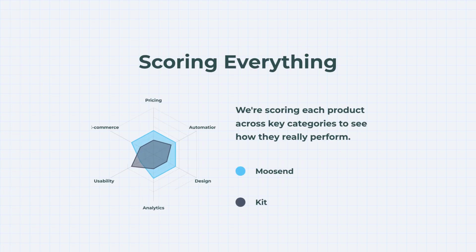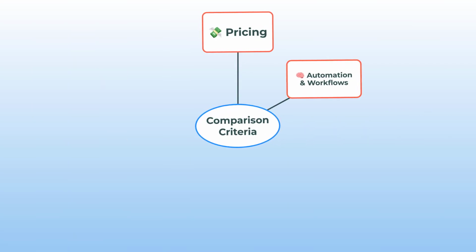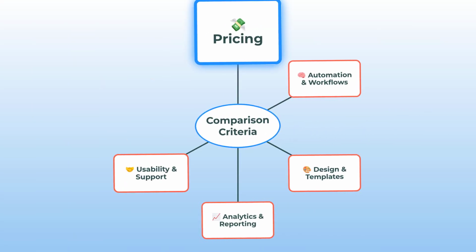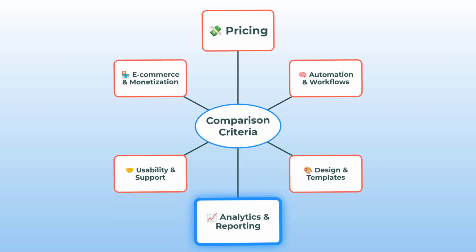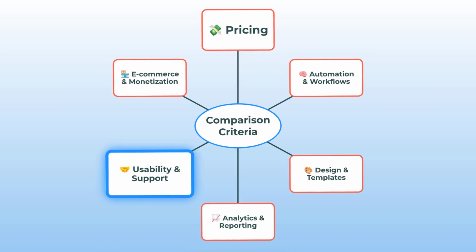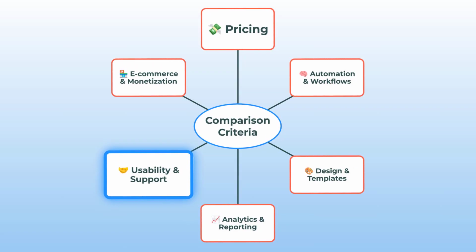Each category earns points, and by the end, you'll know exactly which tool takes the crown. The final verdict might surprise you. So here's the roadmap for what we're about to cover next. We're going to look at pricing, automation and workflows, design and templates, analytics and reporting, usability and support, and finally, how well each of these works for e-commerce and actually making money. Okay? Let's dive into each one.